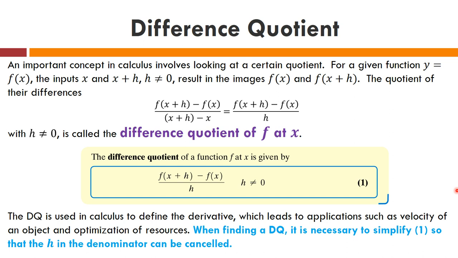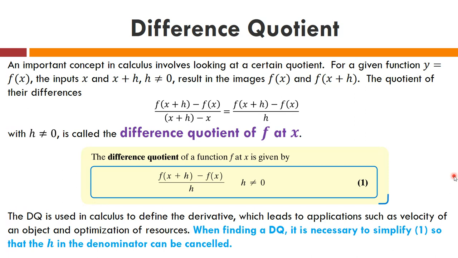All right, you guys, as we continue our discussion about functions, we've approached our next concept, which is the difference quotient. Now, the difference quotient is an important concept in calculus, and it involves looking at a certain quotient. Quotient means to divide two quantities. So for a given function y equals f of x, the inputs x and x plus h, where h does not equal 0, result in the images of f of x and f of x plus h.